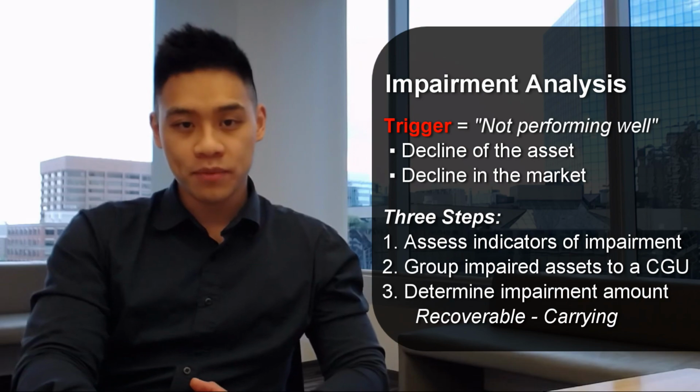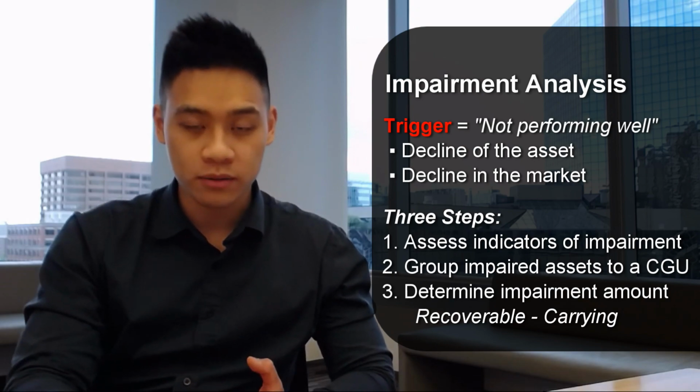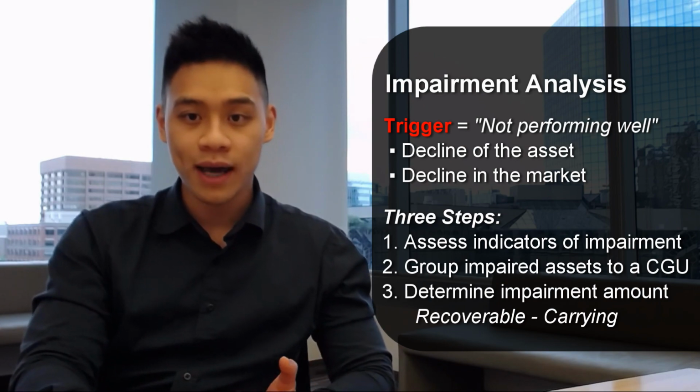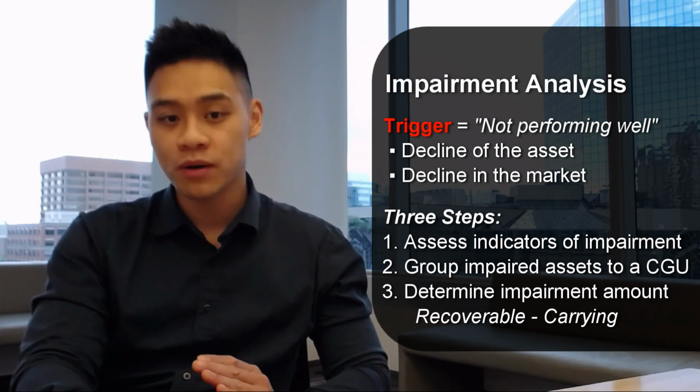Third step is I want to determine the impairment amount. We'll do this by calculating recoverable amount minus your carrying amount, and then you just want to state the number. So in our third phase, what are some differences between ASPE and IFRS? Under ASPE, you would assess impairment whenever there's events or changes in circumstances that indicate that the recoverable amount is less than the carrying amount.